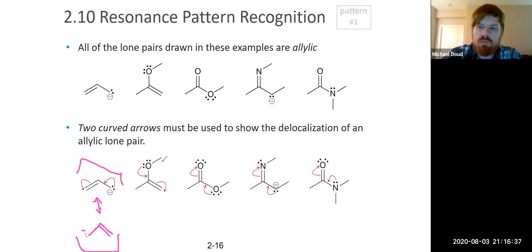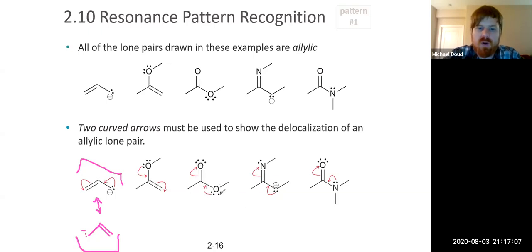Okay, so we can follow it through for each of these, but these all follow the same pattern where, again, we have a lone pair on an oxygen in this case. This is an allylic position because it's next to a carbon-carbon double bond. This lone pair is going to form a new carbon-oxygen double bond, and the carbon-carbon pi bond electrons are going to be assigned to this carbon over here. So we end up with a negative charge carbanion over here, and then a carbon-oxygen double bond over here.